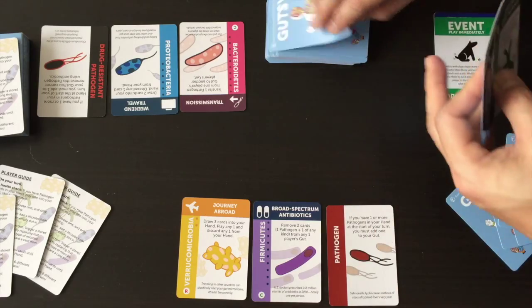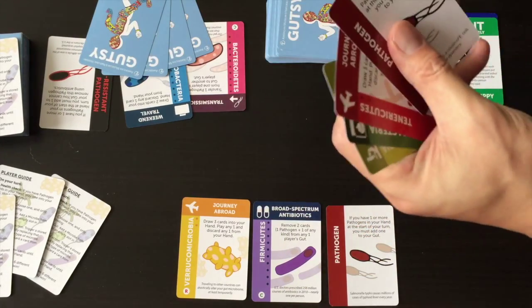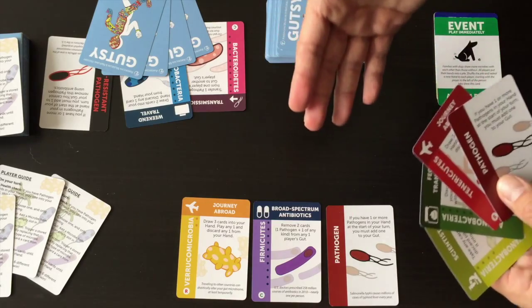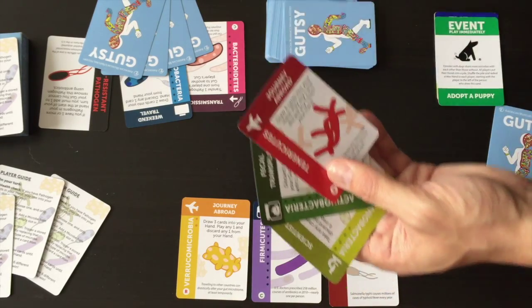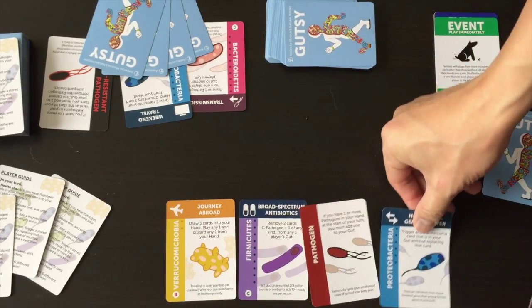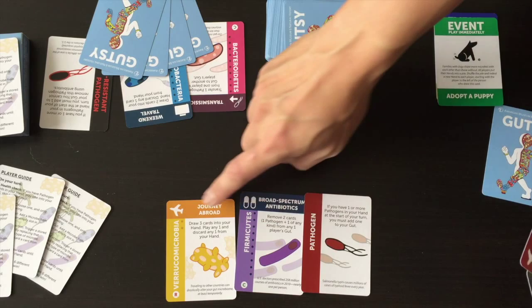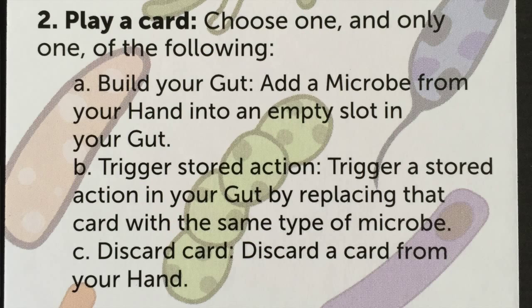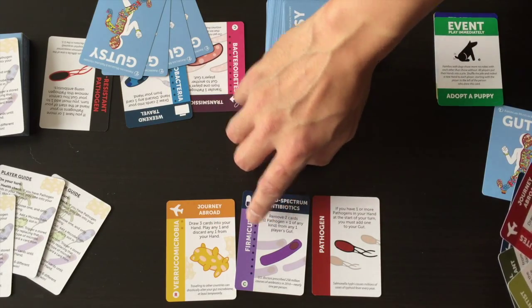So that's it. This player's turn is done. You draw a card, and that's it. Now it's my turn again. Now I can play a card, because, oh sorry, I have a pathogen, but let's say I do not have a pathogen, I can now play a card into my gut. There are actually 2 things you can do. You can either play a card in your gut, which increases the number of microbes in your gut, or you can activate an action on one of the cards that you already have in your gut, provided you have the same microbe card to replace it.